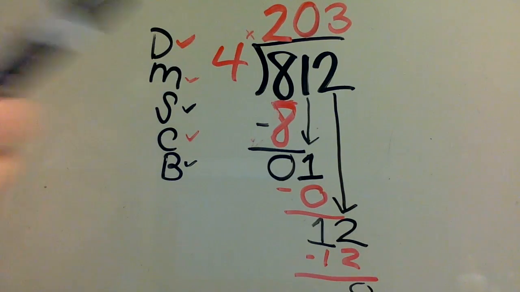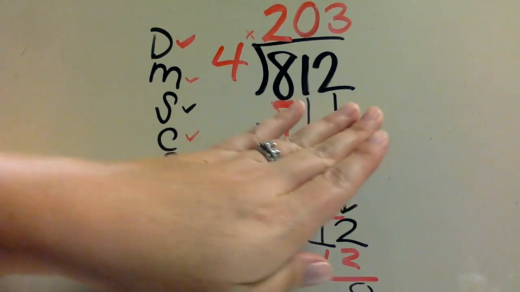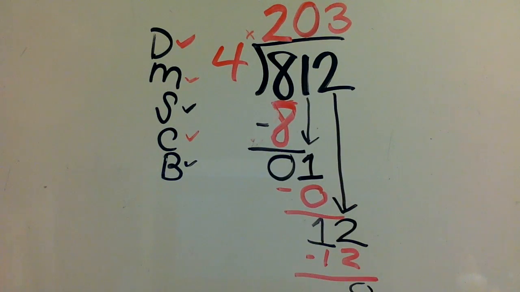Is 0 less than 4? Yep. Do I have any more numbers to bring down? No. So we are finished. 812 broken into 4 equal parts. Each part would have 203.